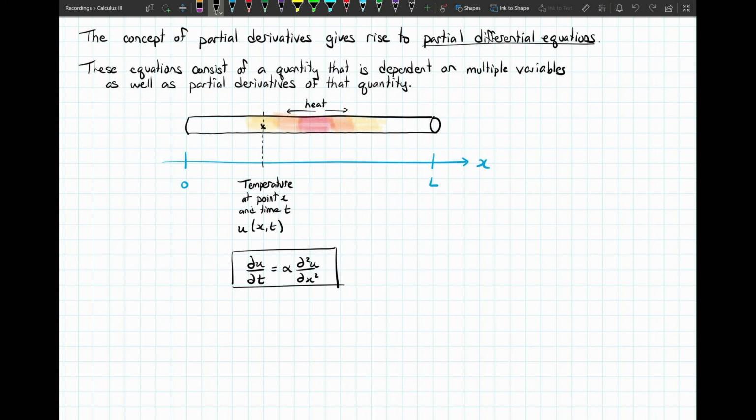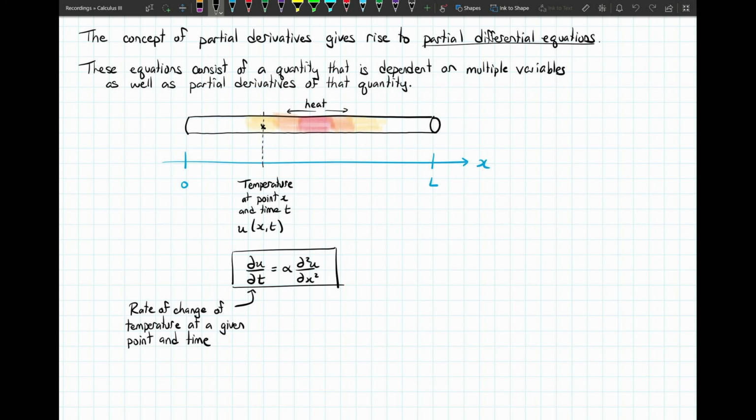On the left-hand side, we are differentiating with respect to time. So this is the rate of change of temperature, maybe in degrees, per unit of time. So per second. Temperature per second. That's talking about how temperature is just changing as time increases.